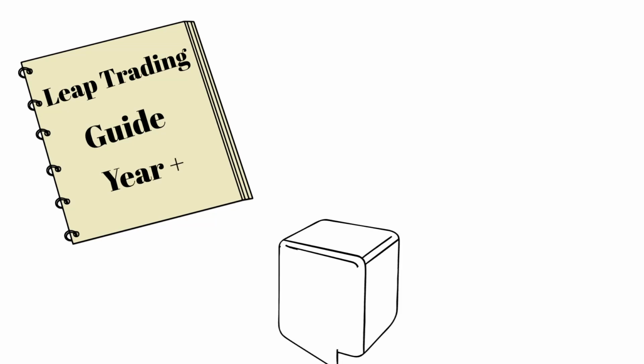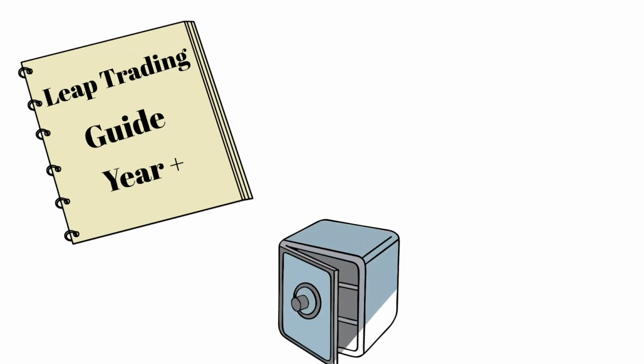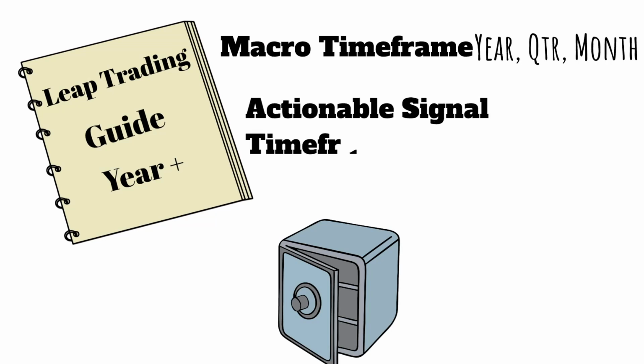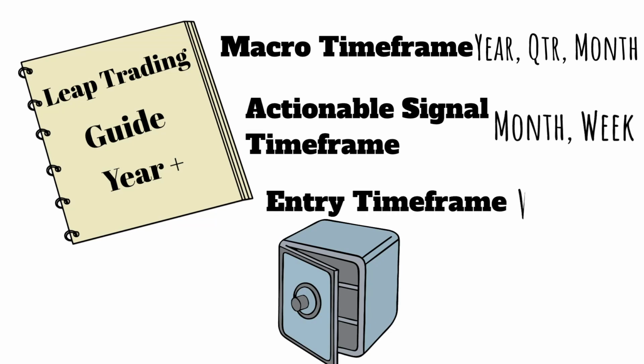Finally, there is your guide for LEAP trading for a year or more. LEAP stands for Long-Term Equity Anticipation Security, which are contracts that have an expiration of a year or more. The macro time frame, the year, quarter, or month, the actionable signal time frame, month and week, and the entry time frames, week and day.